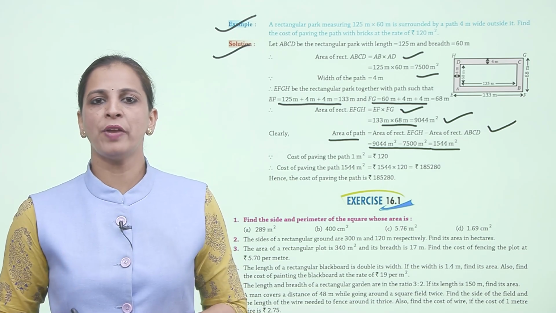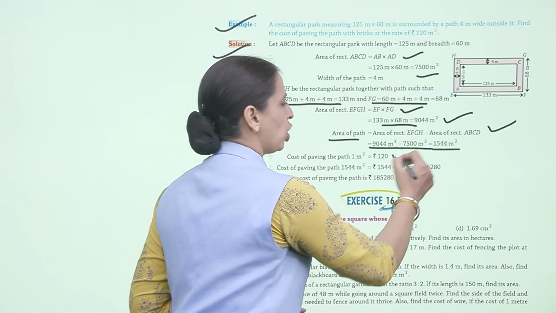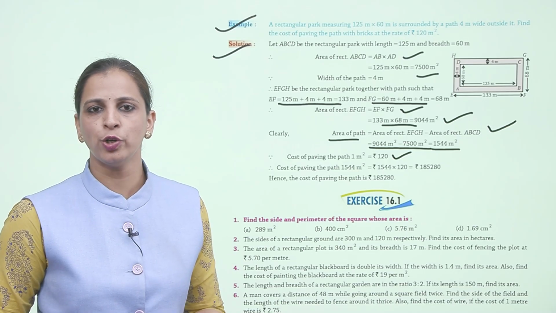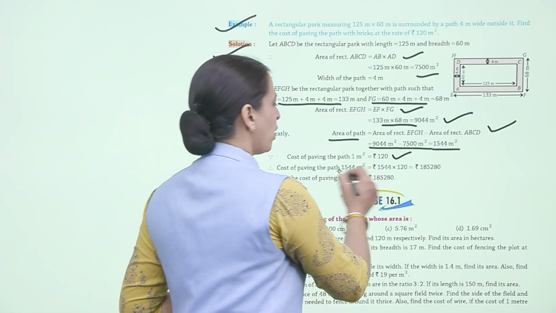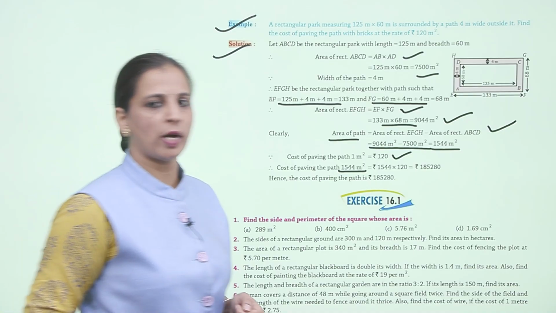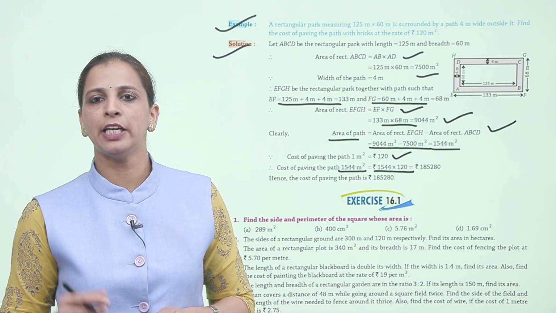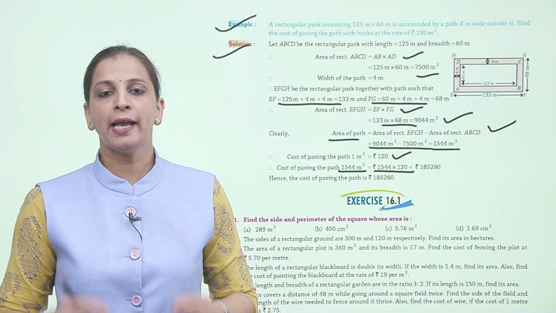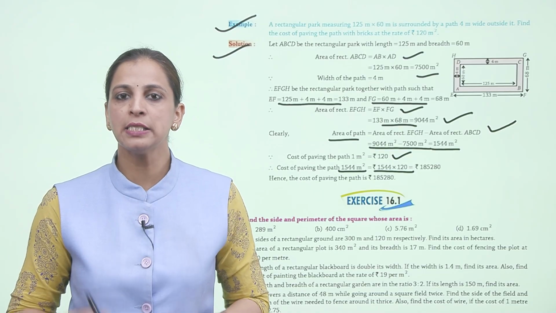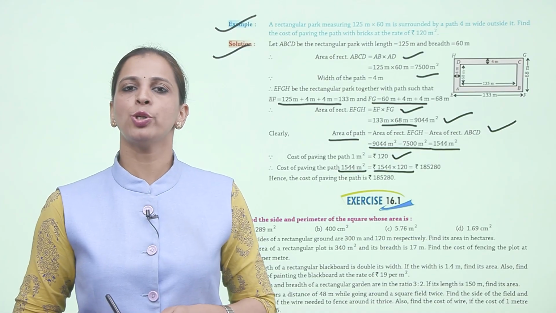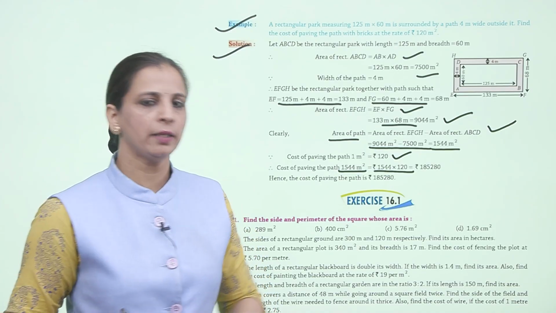Now cost of paving the path 1 meter square की cost है rupees 120, हमें कितने की करनी है, that is 1,544. So cost of paving the path, 1,544 meter square is multiplied by 120, that is equals to rupees 1,85,280. Hence the cost of paving the path is rupees 1,85,280. तो बच्चों सेम मेथड को यूज करते हुए एक्सरसाइज आप खुद ट्राई करेंगे.